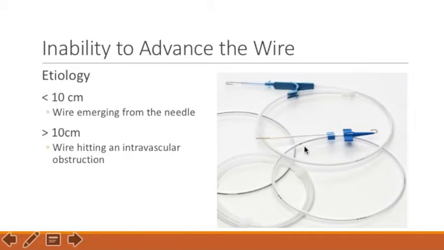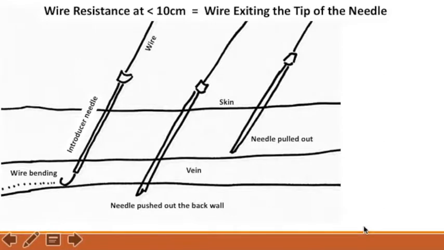Don't forget to keep track of your hash marks on the wire. The first hash mark is 10 centimeters, 2 hash marks is 20, 3 hash marks are 30 centimeters, and keep track of these and they'll help you figure out what's going on. So here's the scenario when you're hitting resistance at less than 10 centimeters. It's just as the wire is exiting the needle tip. In the best case scenarios, as the wire exits, it's hitting the back wall of the vein, and it just needs to bend a little bit to continue advancing.